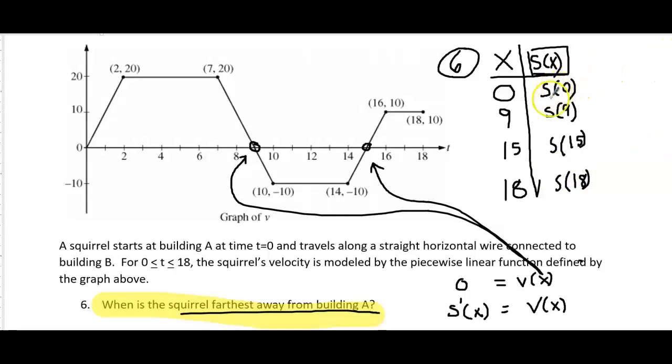Well, we already answered this. S of 0 is 0. The squirrel starts at building A, so his distance from building A is 0. Let's go ahead and see if we can find these other values here.